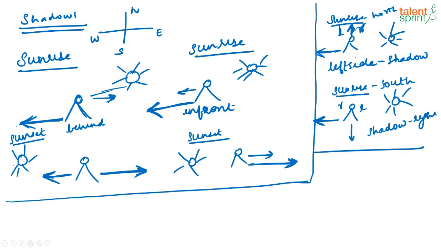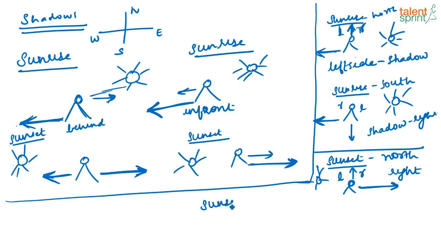Same way you can do the same for sunset. So what will be the case for sunset? See, if it is sunset, the sun is towards the west, and if there is a person who is facing the north during sunset, the shadow will be on this side. So if a person is facing north, this is his left, this is his right. So the right hand side of his will be the shadow. So the shadow will be to the right when the person is facing north.